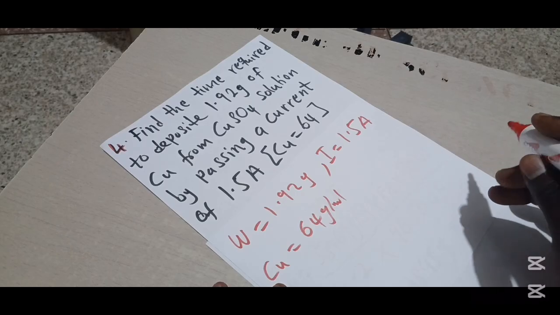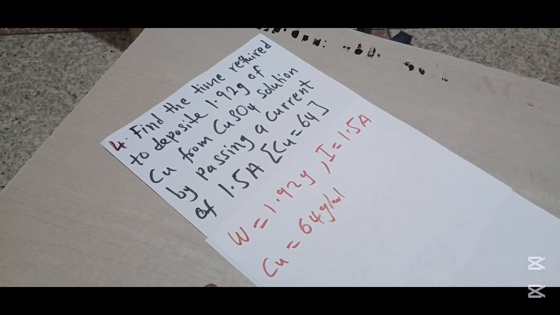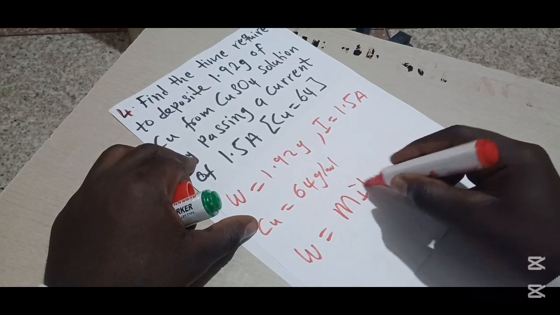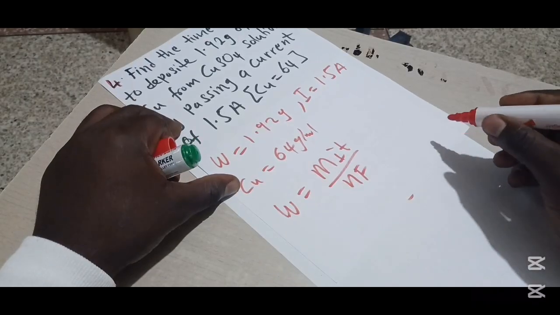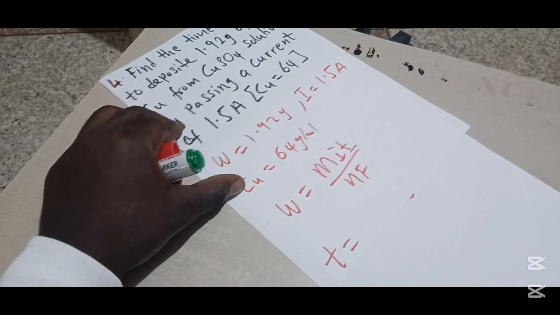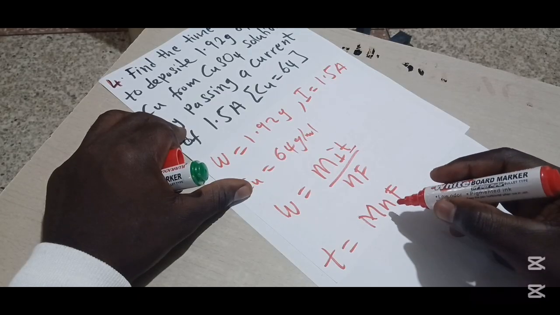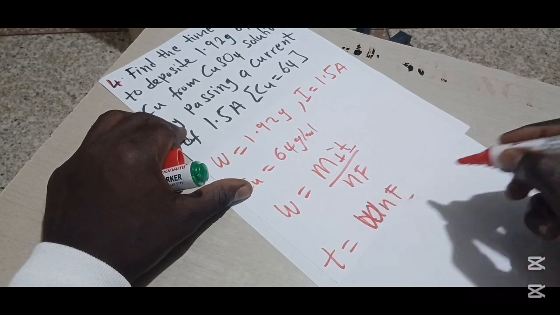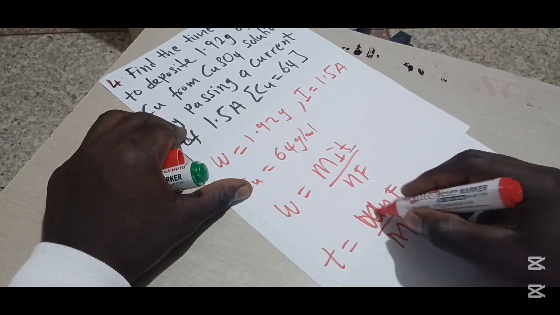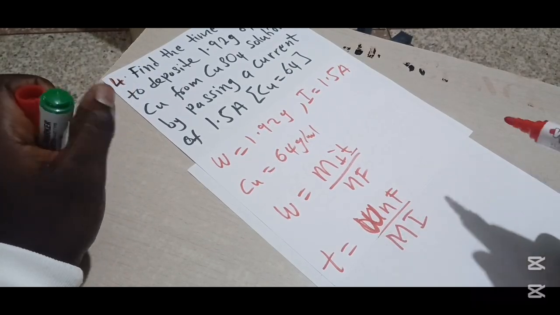So we are to look at an expression that relates time and these quantities. Always our W equals MItf over nF. So we are looking for time. So we just make time the subject. This is going to give us t equals W nF over MI. This is W. That is why I prefer using W for mass.